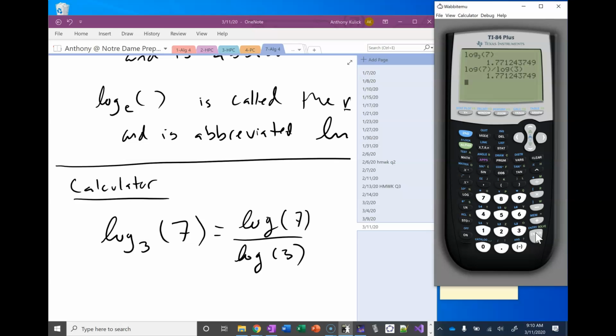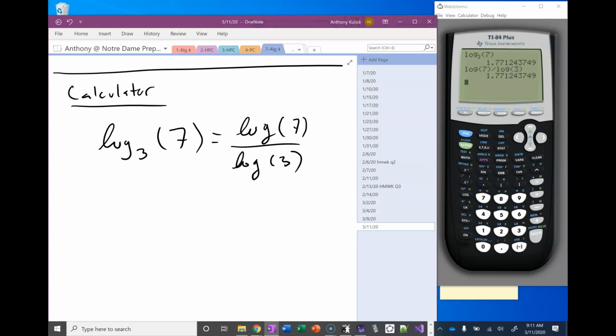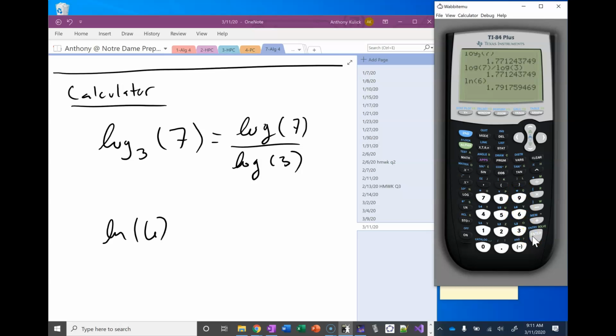Okay. Is everybody okay with that idea? So if I wanted to do, say, ln of 6, I can just press the ln button on my calculator, type in the 6, and press enter. And the calculator will do all the heavy lifting of evaluating these things for us.